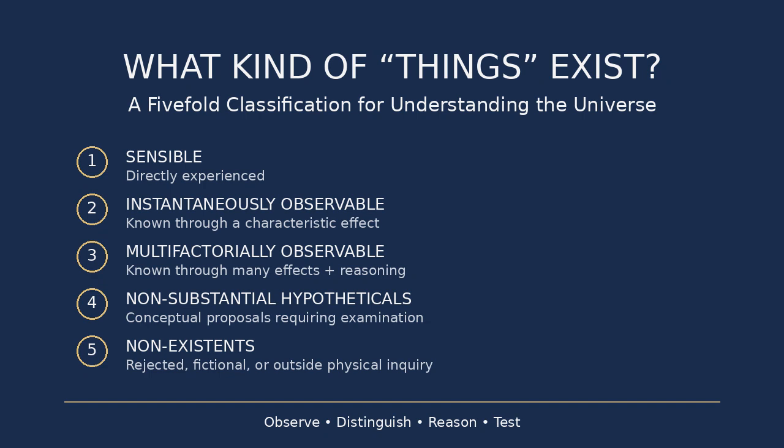Part 3. Category 3. Multifactorial observable physical things. Now we arrive at the category that is especially important for our study of locomotion. Some physical realities are not established through one simple observation. They emerge from a network of phenomena. Gravity is an example. We do not see gravity as an independent object. Instead, we observe falling bodies, planetary motion, tides, orbital behavior, and many other phenomena. We connect these observations and identify a consistent gravitational relationship.